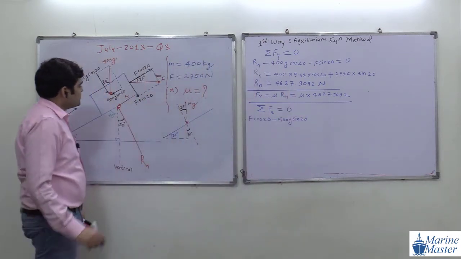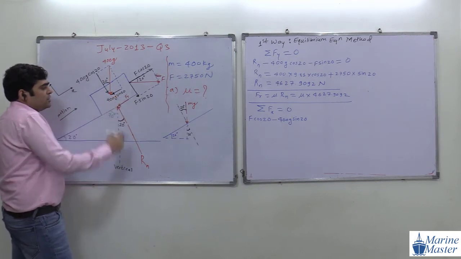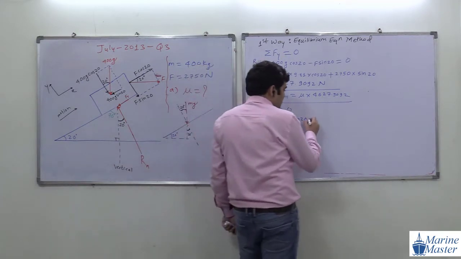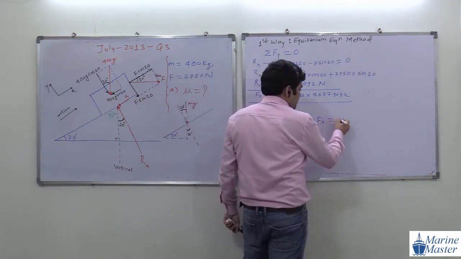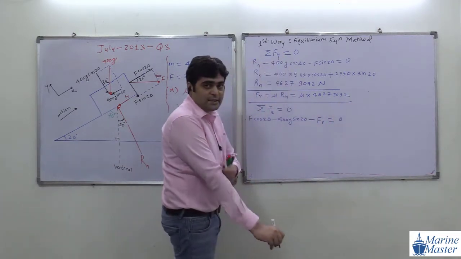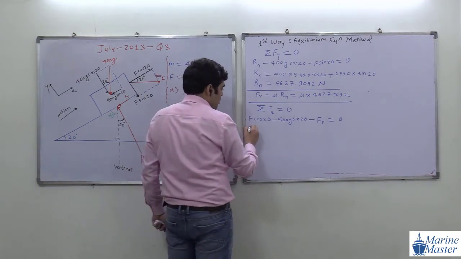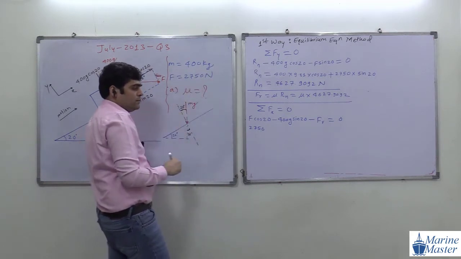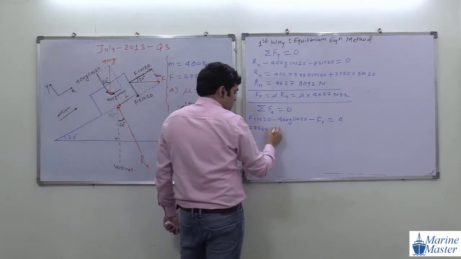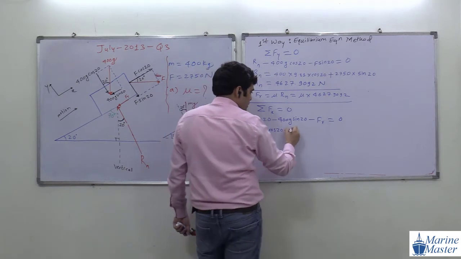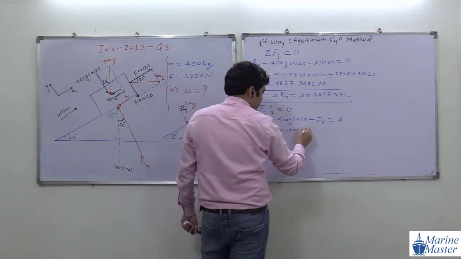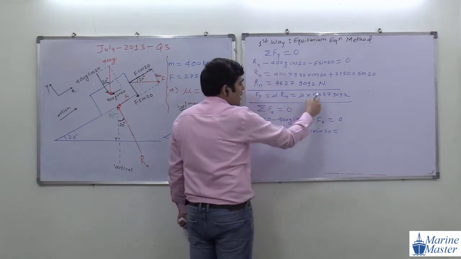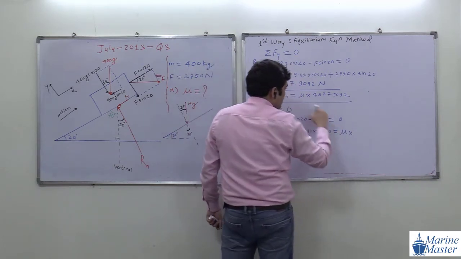And then what will be the next force? Our friction force. What is the friction force here? Fr, plus or minus? Minus, because it is in the negative X direction, and that will be equal to 0. See the point here. F is how much? 2750. So 2750 into cos 20, minus 400 into 9.81 into sin 20, minus Fr. Fr means what, guys? Mu Rn. Mu Rn how much?